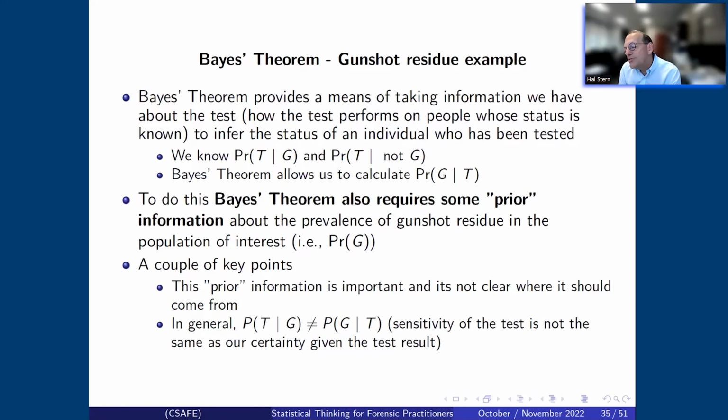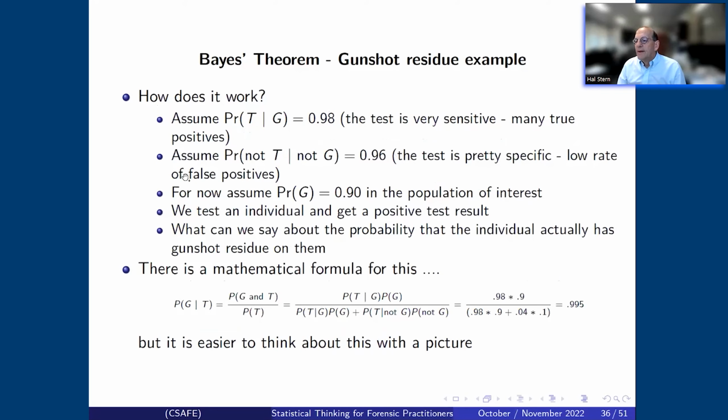There's only one challenge, which is to use Bayes' theorem and turn it around. We need some information that we may not know. It's known in the diagnostic world as the prevalence. It's sometimes also called prior information or outside information. We need to know how popular gunshot residue is, or how common gunshot residue is in the population of interest. And so let's see how this works.